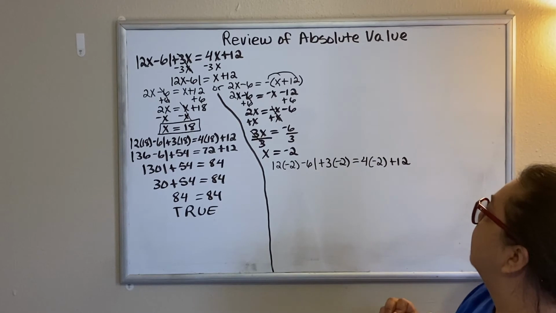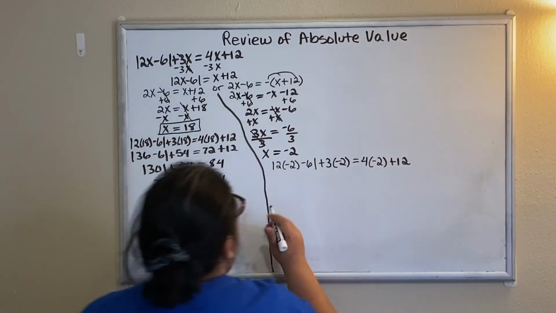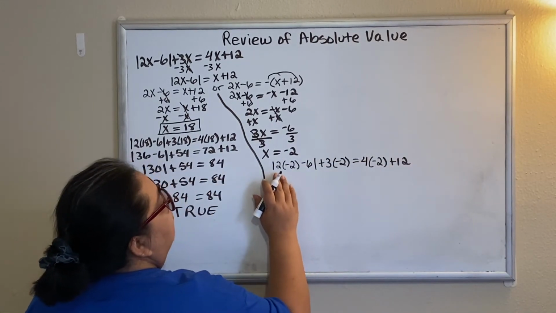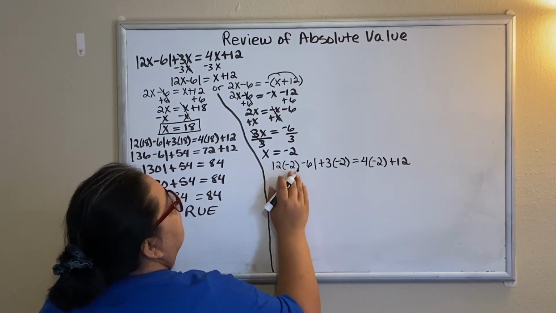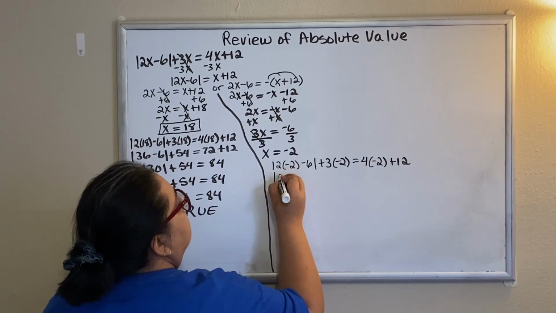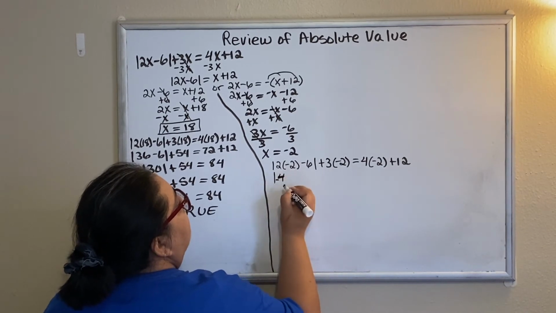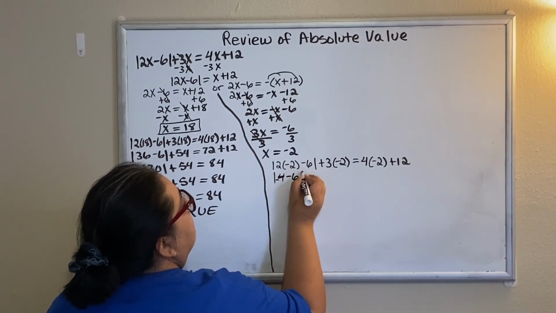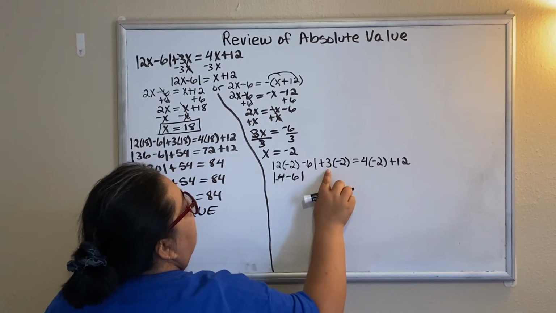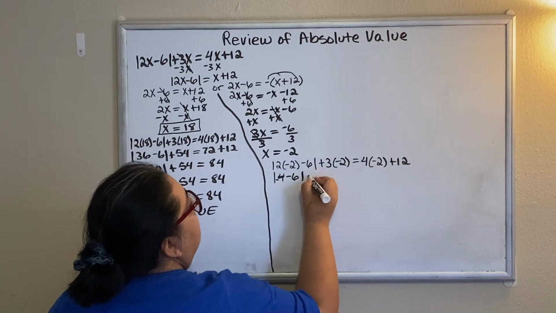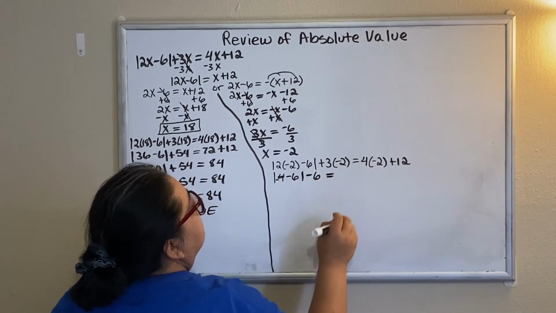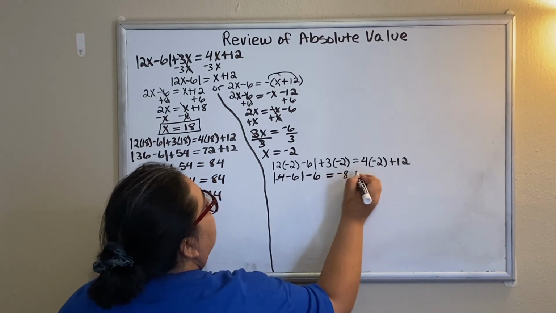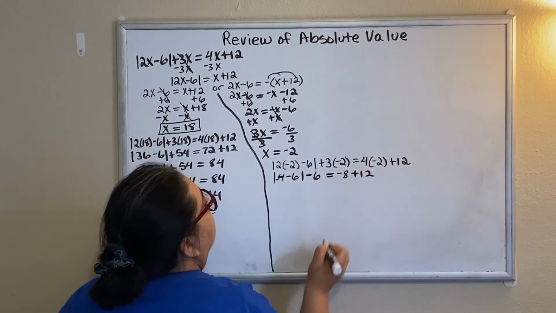Okay? And now we're going to simplify this. So at the beginning, we have the absolute value of 2 times negative 2 minus 6. 2 times negative 2 is negative 4, so we're going to say the absolute value of negative 4 minus 6. Close the absolute value. And then right out here, I have 3 times negative 2. 3 times negative 2 is negative 6, so we're going to say minus 6 equals 4 times negative 2. Well, that's going to be negative 8. Bring down the plus 12.